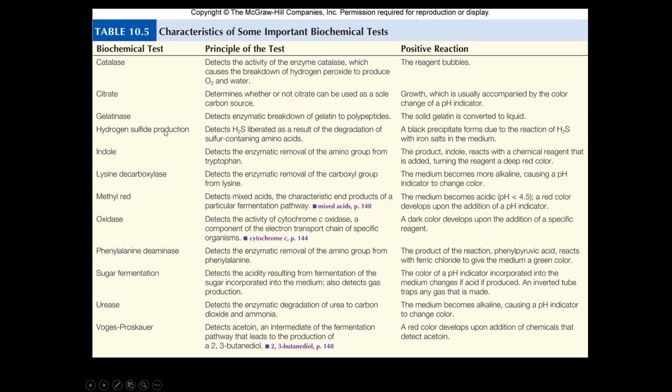This is just a summary of all those tables. I know I went through them really fast, but just kind of get down what it's testing for, what a positive and a negative test looks like, and you're going to be okay. I didn't go over every single one of these. I just went over the ones that we actually do in lab.